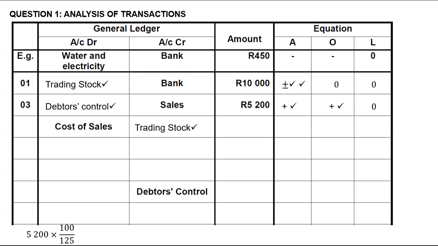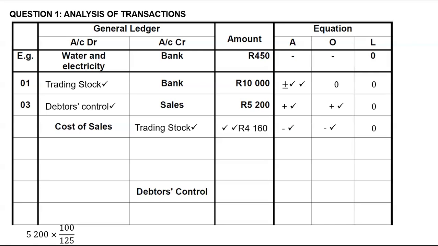So here we calculate the cost price by multiplying by 100 and dividing by 125. Because the markup is on cost, the cost price will always be 100. And this will give us 4,160. Give yourself 2 marks for that. And the assets will have minus because we lose trading stock. Cost of sales is an expense, and expenses reduce owner's equity. That's why we have minus under owner's equity.